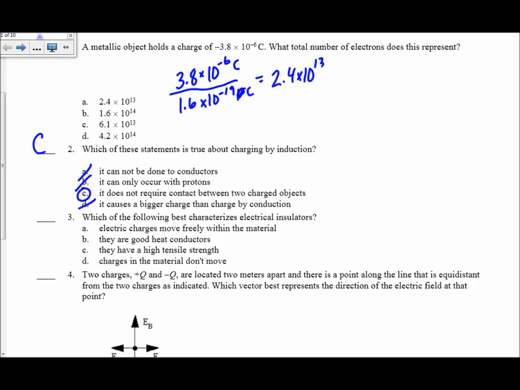Which of the following best characterizes electrical insulators? They move freely within the material. That's not true. That's for conductors. They are good heat conductors. In fact, they're usually bad heat conductors for the same reason, because the electrons don't move freely. They have a high tensile strength. That might be true, but not necessarily. And the charges of the material don't move, so D is correct.